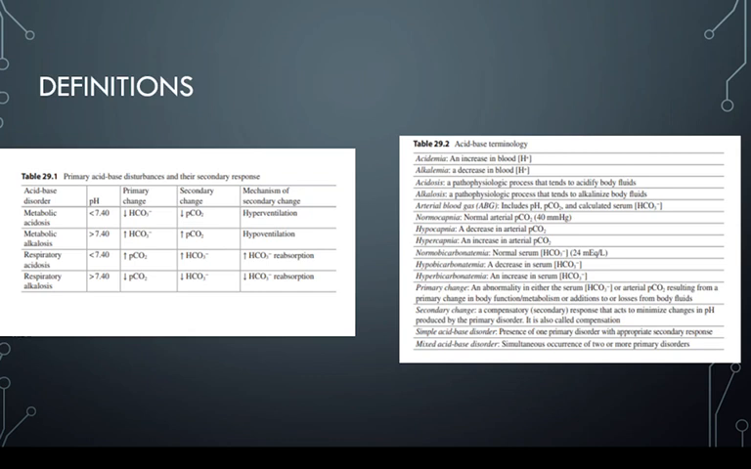The primary change is an abnormality in either the serum bicarbonate or the arterial PCO2, resulting from a primary change in body function. And the secondary change is a compensatory mechanism. A simple acid-base disorder is where there is only one primary disorder with an appropriate secondary response. And a mixed acid-base disorder is a simultaneous occurrence of two or more primary disorders.